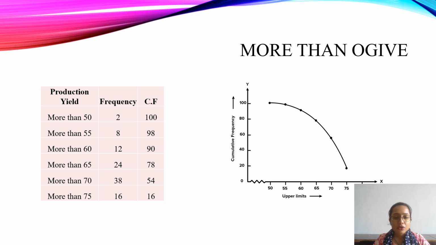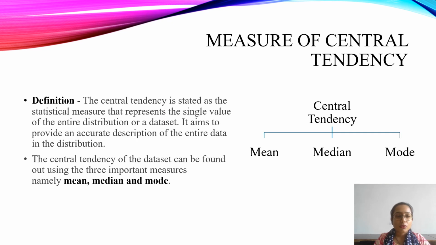After that, again you have to plot the class intervals on the x-axis and the CF on the y-axis. After plotting the points and connecting them, you will get a declining curve. So here all the graphical representations are completed.